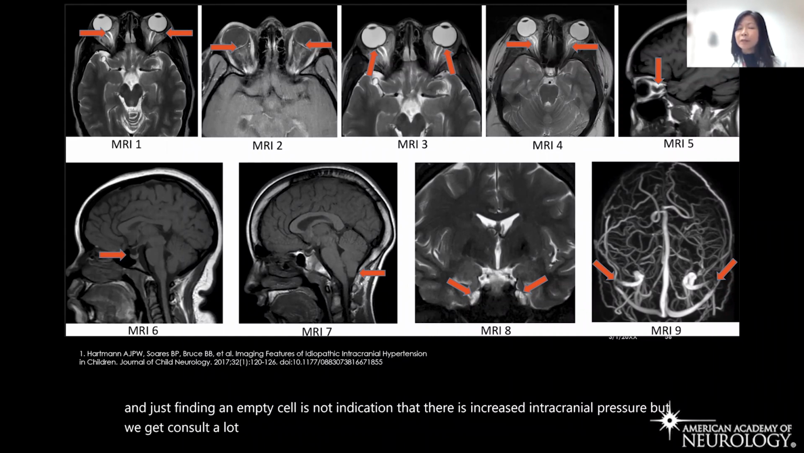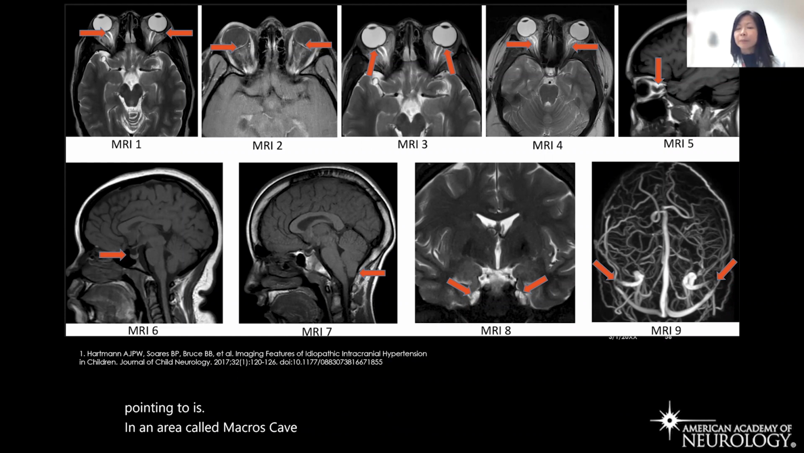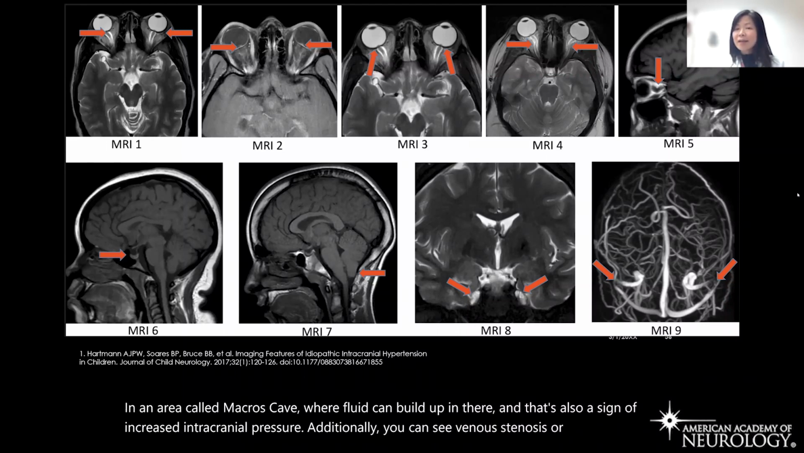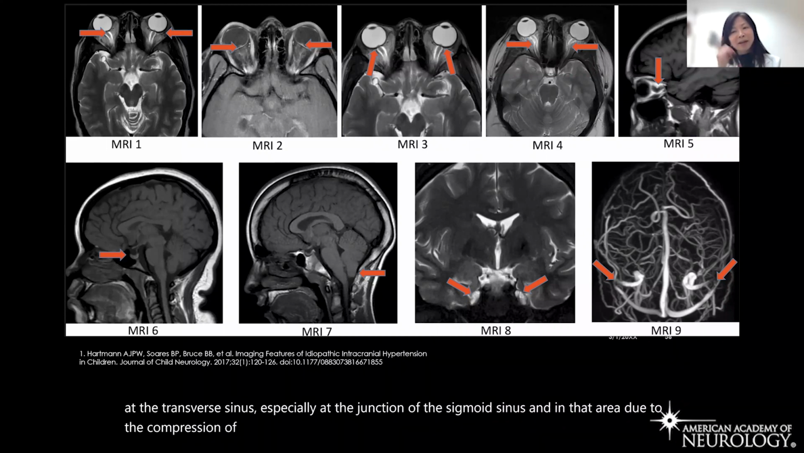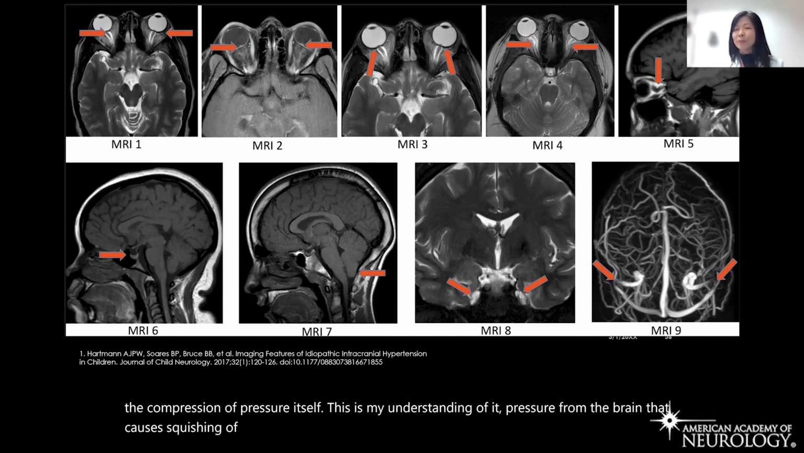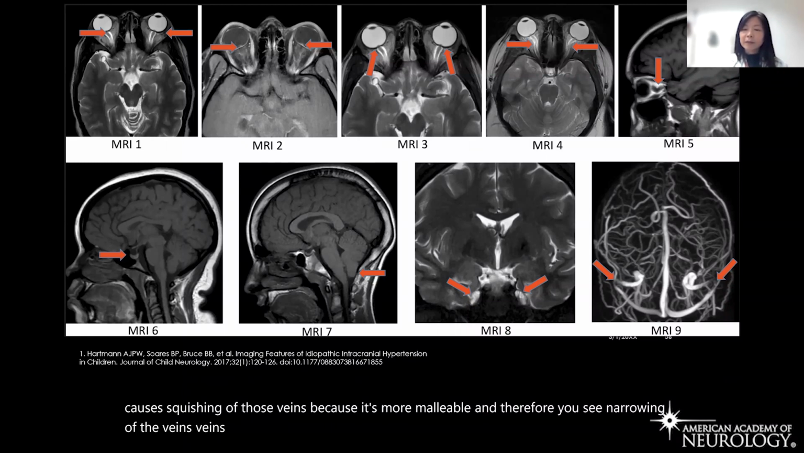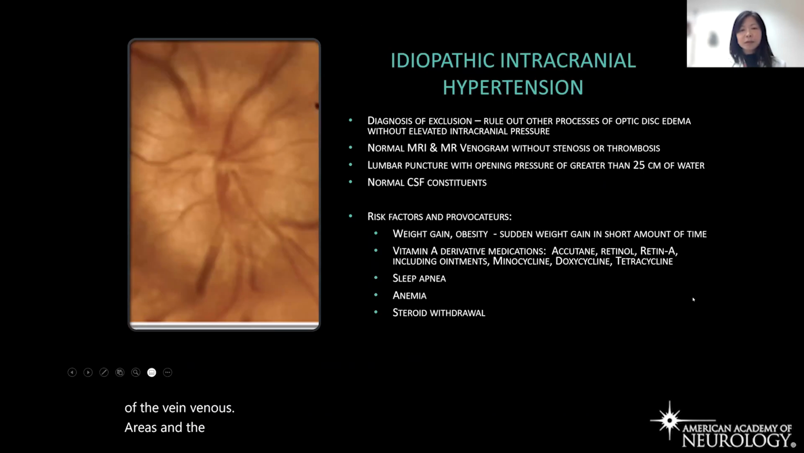Possible distension of the cerebellar tonsils. And in MRI 8, what it's pointing to is an area called Meckel's cave, where fluid can build up in there, and that's also a sign of increased intracranial pressure. Additionally, you can see venous stenosis or venous narrowing at the transverse sinus, especially at the junction of the sigmoid sinus. And in that area, due to the compression of pressure itself, this is my understanding of it, pressure from the brain causes squishing of those veins because it's more malleable, and therefore you see narrowing of the venous areas and the flow as well.